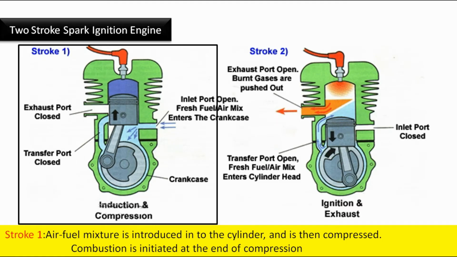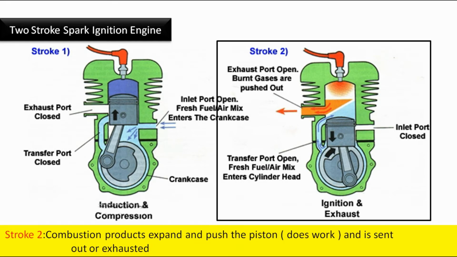Now let us discuss 2-stroke SI engine. Stroke 1: air-fuel mixture is introduced into the cylinder and is then compressed. Combustion is initiated at the end of the compression. Stroke 2: combustion products expand and push the piston down and are sent out or exhausted.